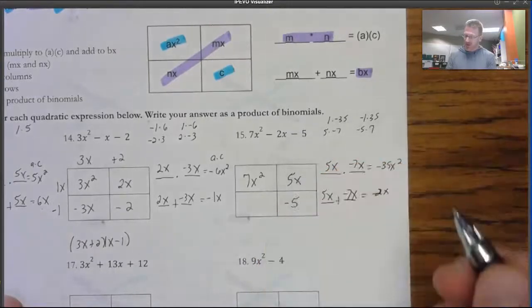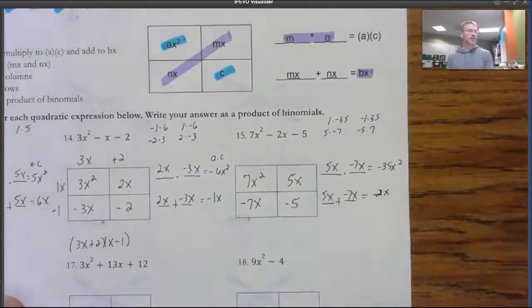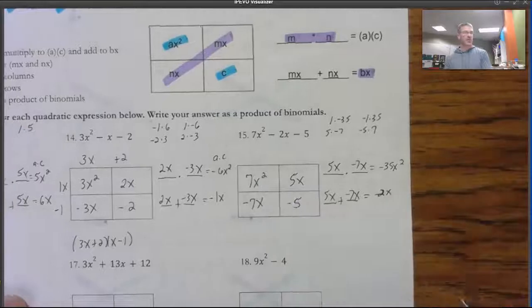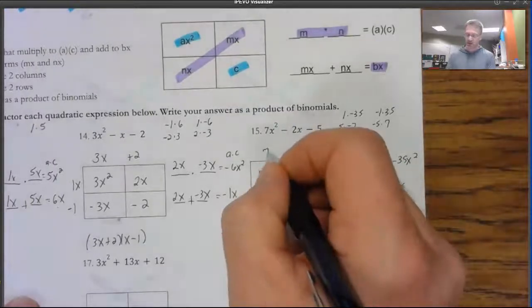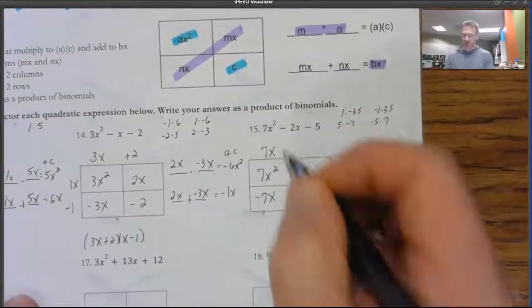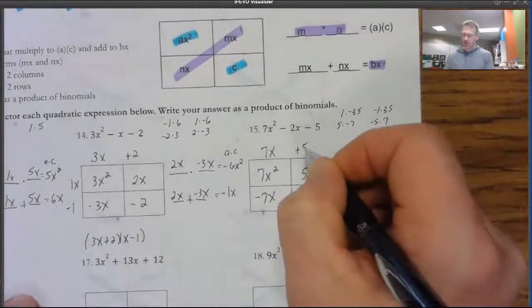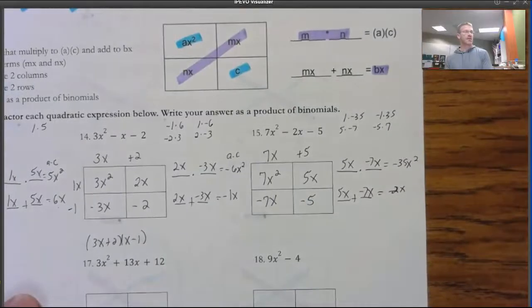So I'm going to drop the 5x in here. I'm going to drop that negative 7x in there. Now, once again, we're looking for the GCF in each row and each column. So when I look at the column here, the biggest number that goes into 7 and 7 is 7. They both have one x in common, so I can take that x out. The biggest number that goes into 5 and 5 is 5. They don't share any x's, so I can't factor out any x's.